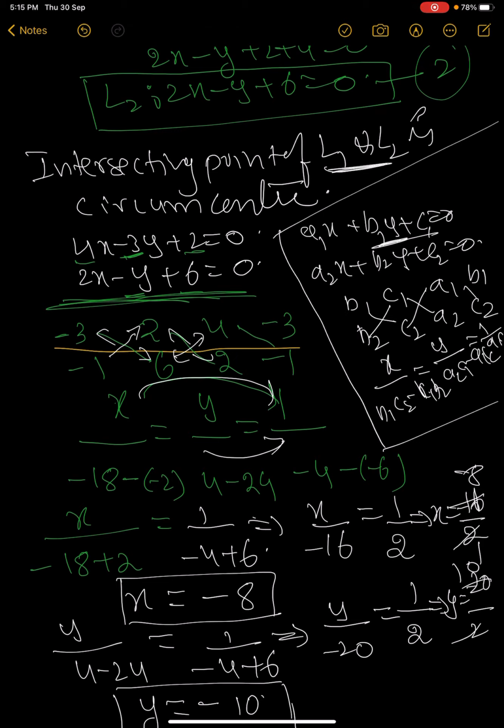Here we have to take the values of coefficients. You start with the y coefficient, which is minus 3, then the constant 2, and the x coefficient 4, and again end with the y coefficient. Similarly for the second equation: y coefficient is minus 1, x coefficient is 2, and constant is 6, then 2 and minus 1.